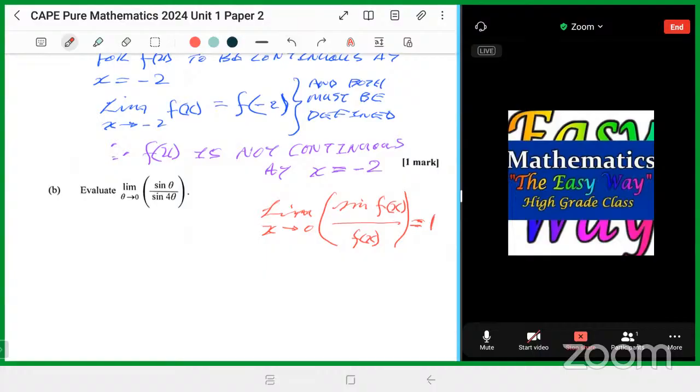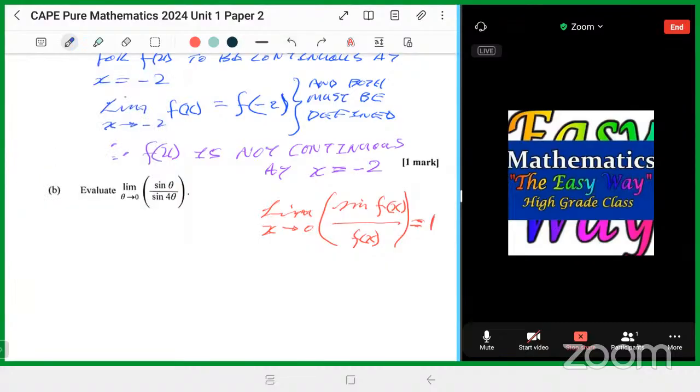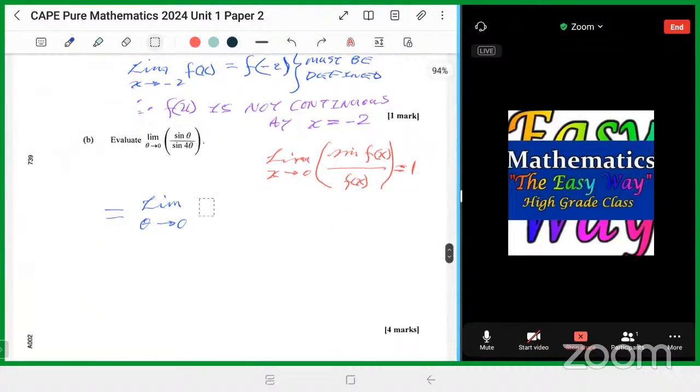So we're going to have to split up this guy. We're trying to create this situation for these. So a little bit of juggling here. This becomes equal to the limit as theta tends to 0. What I'm going to do is divide this by theta and divide that by theta. Shift it over a little bit. I'll put it here.